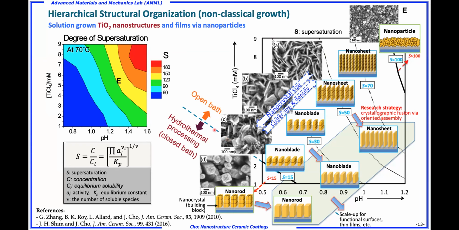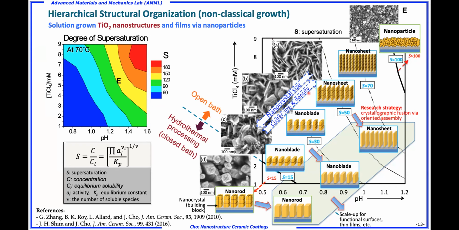But further decreasing the supersaturation below this condition is quite challenging because here we use open bath processing, and closed bath processing is difficult to achieve. That's why we began to introduce hydrothermal processing to generate lower supersaturation, which is closer to the equilibrium condition. So below 15, we begin to use this hydrothermal processing to continuously increase the thickness and generate the nanorod structure. But these nanorods and nanoblades are a little different from normal single crystals, which grow ion by ion. This is particle by particle. That's why I label it the non-classical growth pattern.